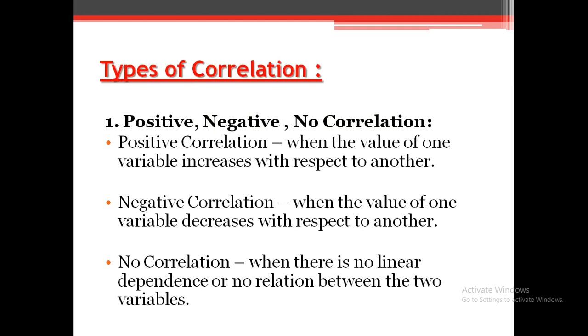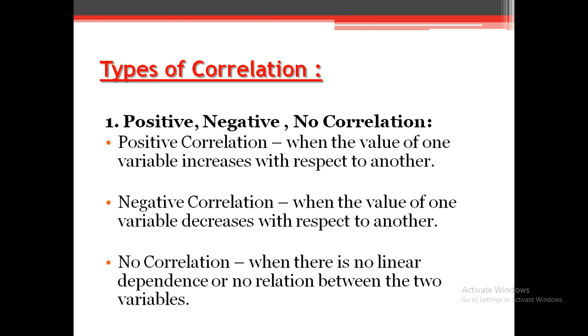Generally these types are used whenever we are speaking in normal language: positive, negative and no correlation. But how it is carried out, we'll see in the further slides. So what is positive correlation? When the value of one variable increases with respect to another, it is known as a positive correlation. If we consider the sales of bread and butter, and the sale of bread is increasing, then definitely the sale of butter will increase. So this is a type of positive correlation since the two are interrelated.